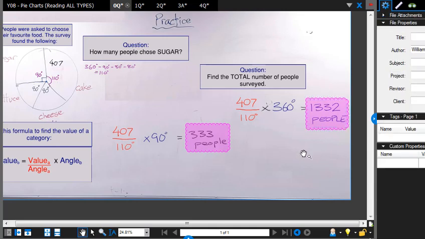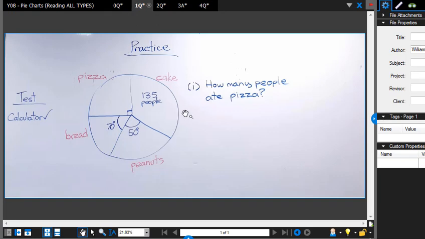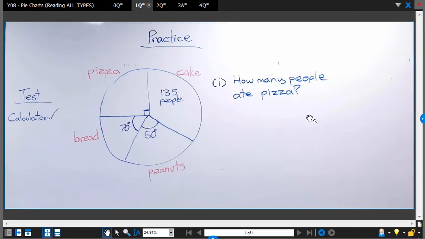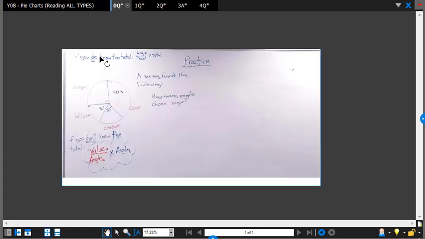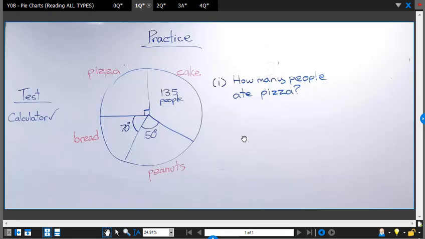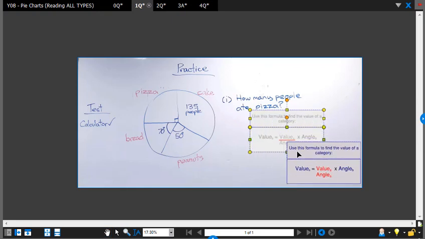Yeah, that's it. Okay, we'll move on to the next question. So here we are. How many people ate pizza? So we'll just get our formula again and we'll just kind of use it. Same arrangement. How many people ate pizza? So we'll get these formulas and we'll stick them down here in the corner.